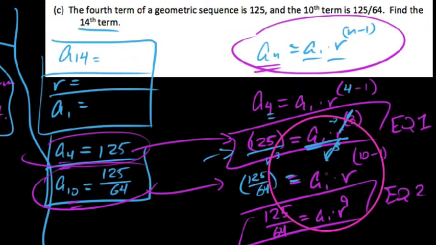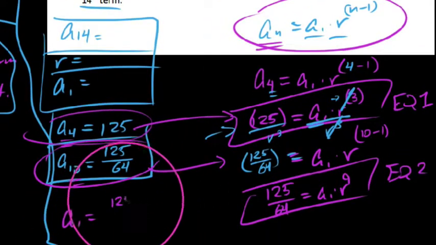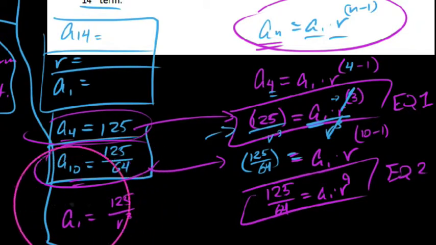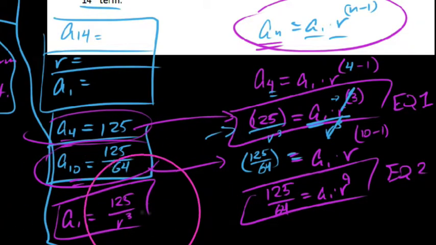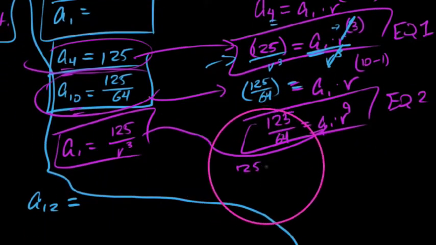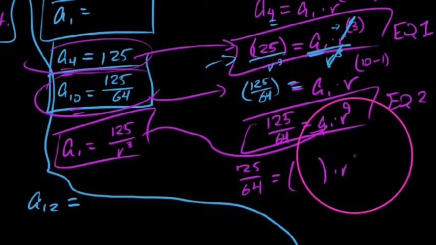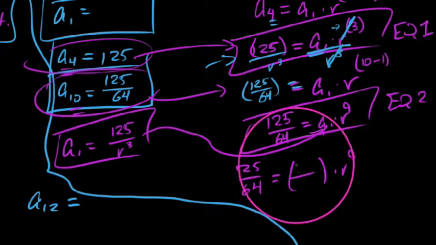And that would cancel out, and I would get left with this. I say, well, then a1 would be 125 r cubed. And what we could do is substitute this in over here. And we'd have an expression that's 125/64 is equal to this a1, where we're going to substitute 4 times r to the 9th.